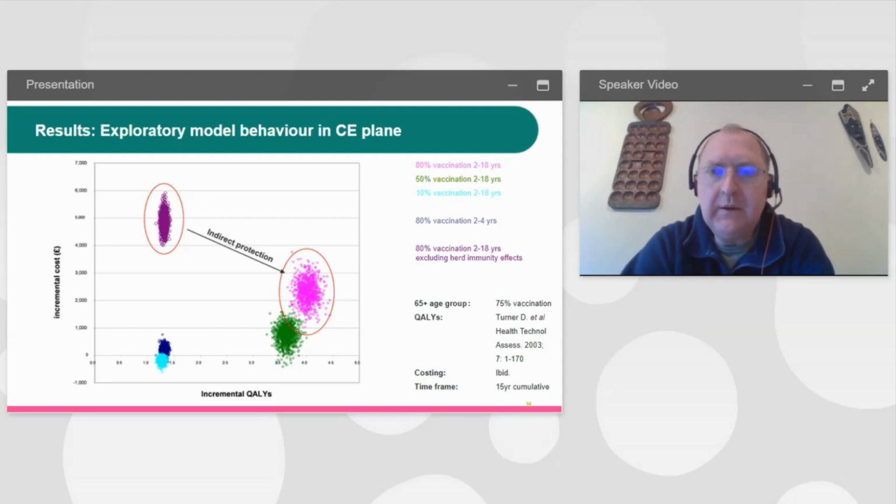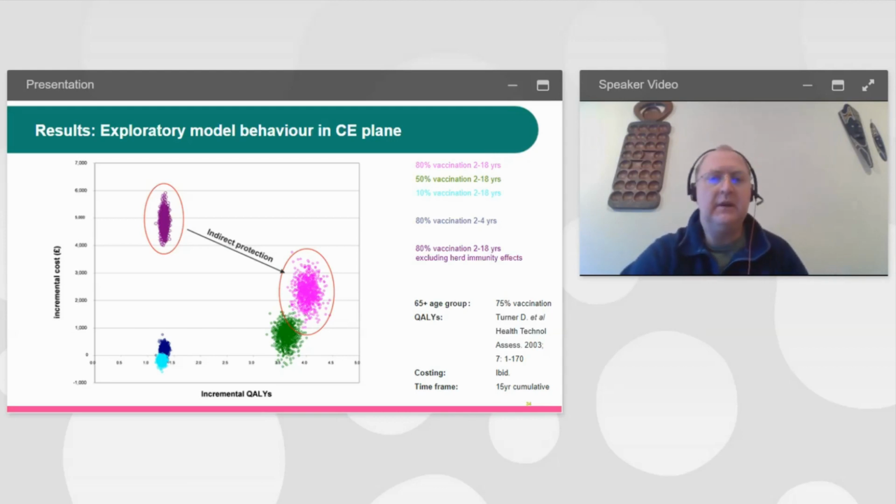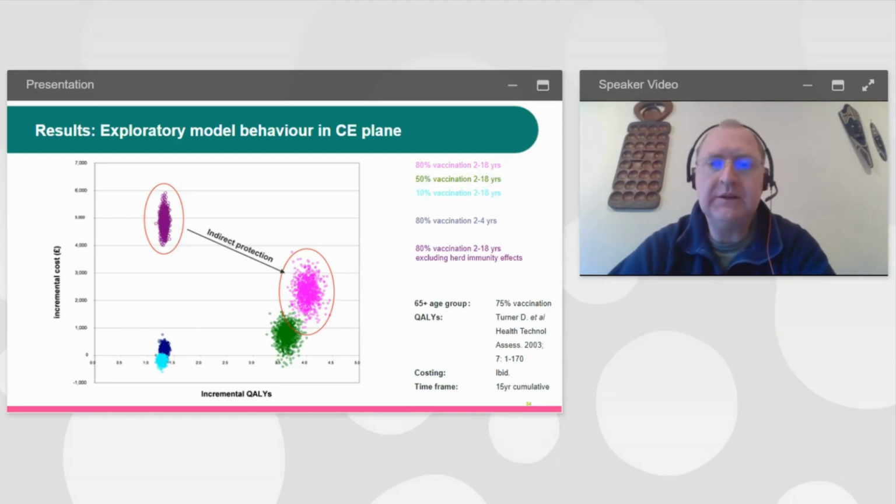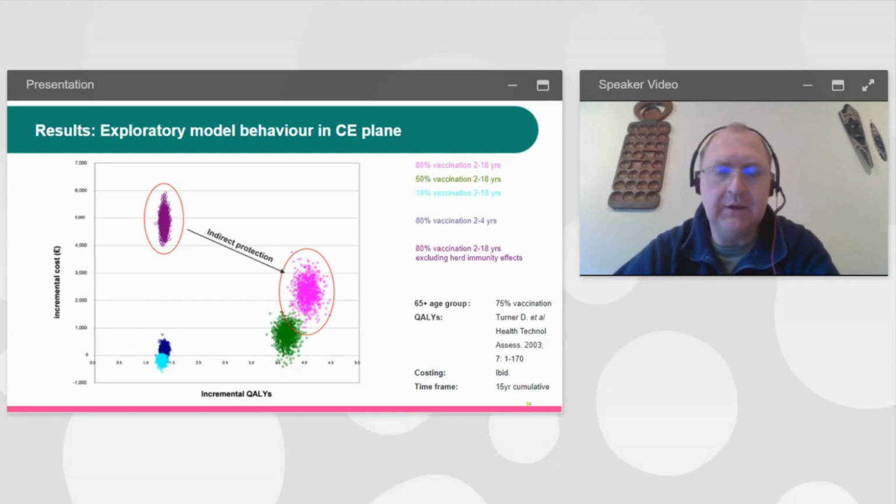But we've also included on here in the top left a purple cloud, which is the cost per QALY estimates from an equivalent static model, and it clearly shows the impact of including indirect protection in this analysis. So the enhancement of the QALYs that are prevented from being lost, and the reductions in cost.